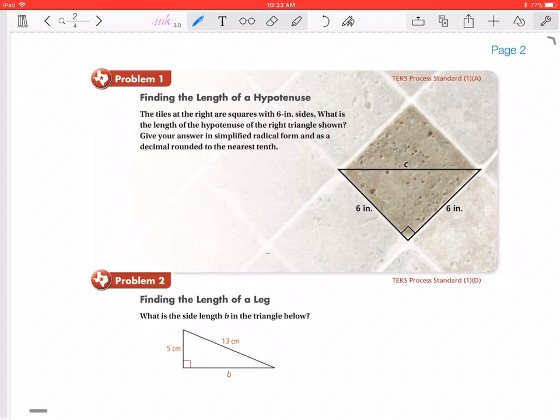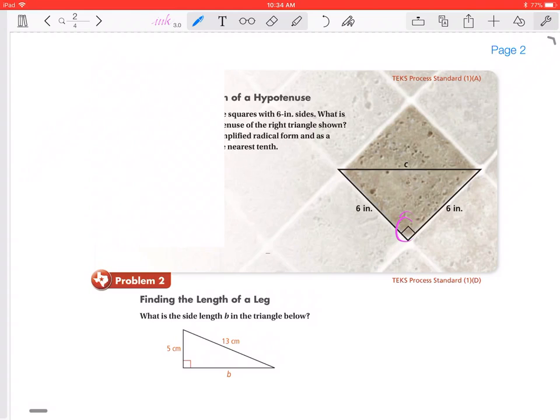All right, now again, our formula is going to be a squared plus b squared is equal to c squared. Now, in problem number 1, we want to find the length of a hypotenuse. The tiles at the right are tiles that are on anybody's floor. We know that each square tile measures 6 inches. We want to know the length across, and that length is going to be the longest side, and I know it's the longest side because it's across from my right angle, my 90 degrees.